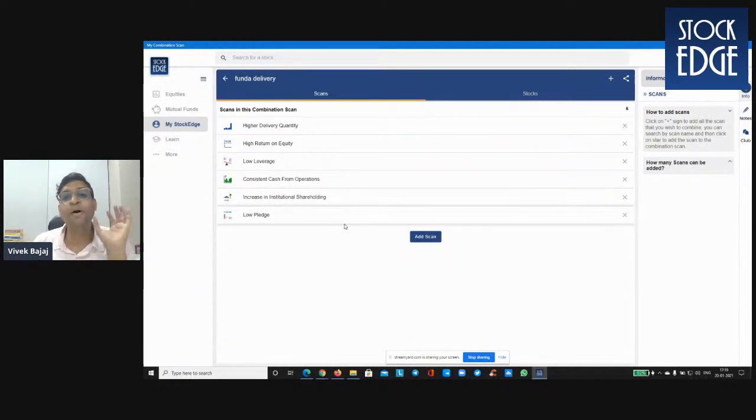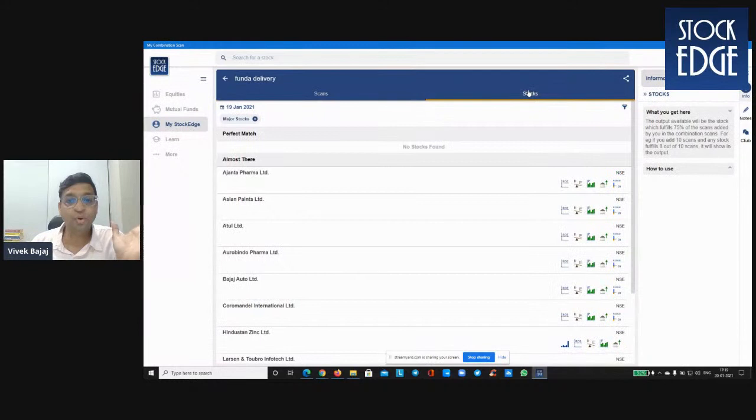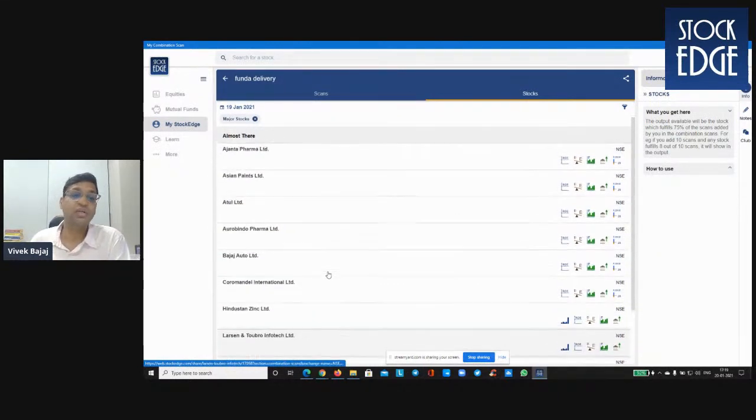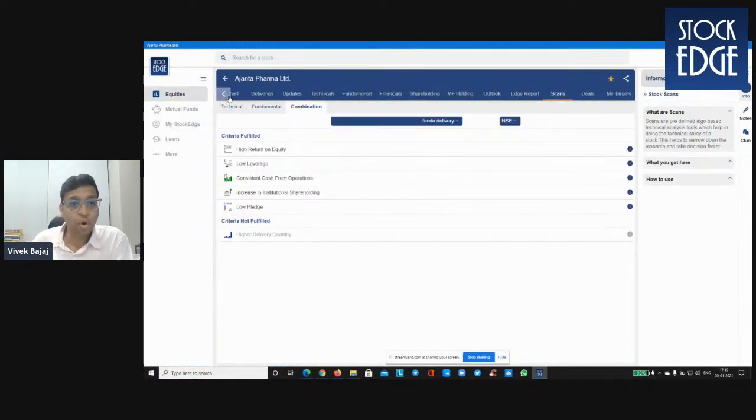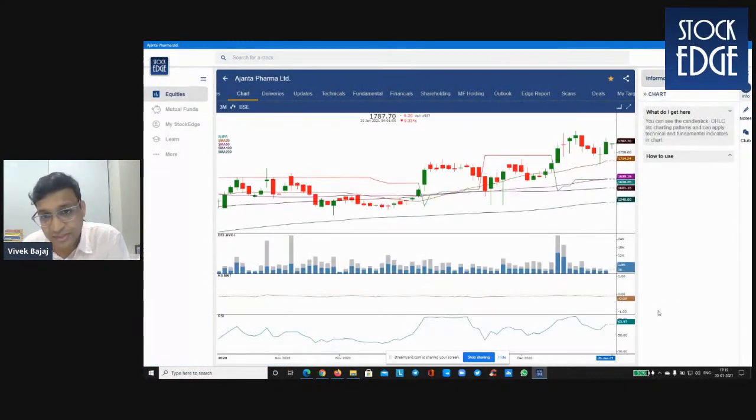This looks like a perfect stock, isn't it? Now you go inside the stock, there is no perfect match. Unfortunately, in life, you may not get a perfect match, but an almost match is there. So you have these stocks called Ajanta Pharma, Asian Paints, Atul, Aurobindo. These are the stocks you should look at. How do you look at them? Click the stock, go to the chart and see whether the stock is satisfying your criteria.